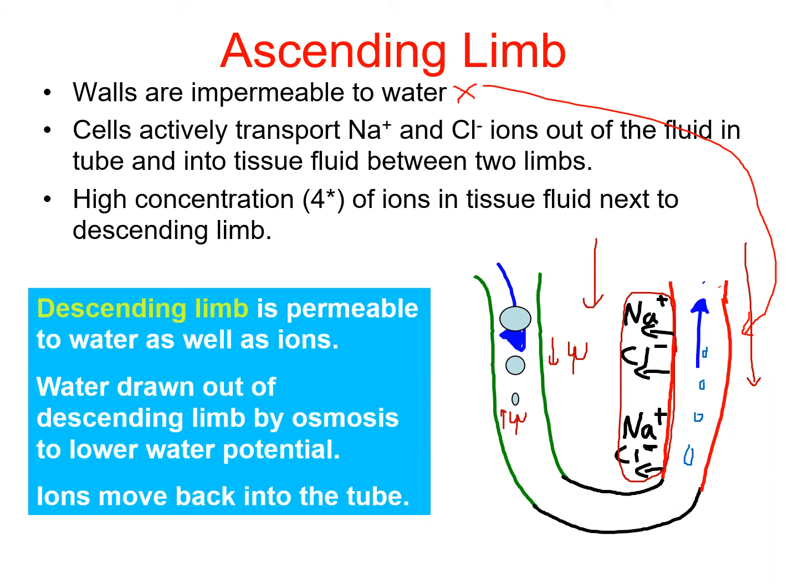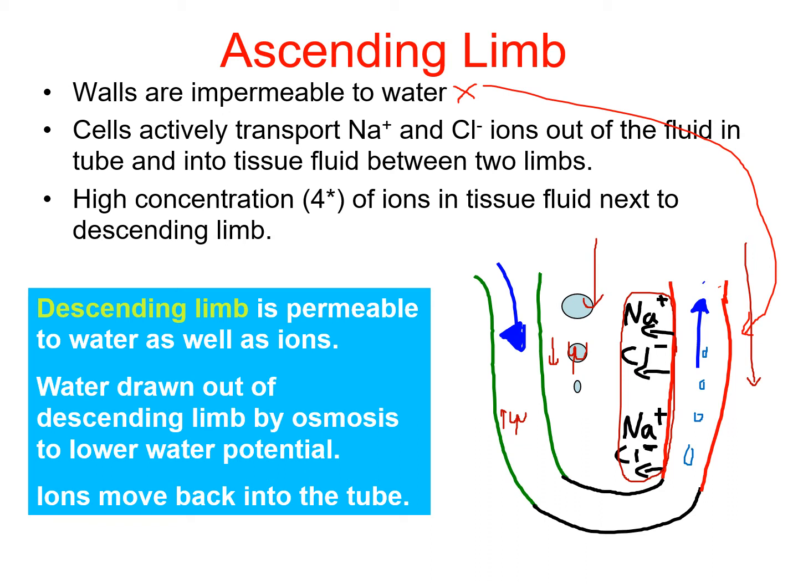So the descending limb is permeable to water as well as ions. Water is drawn out of the descending limb to the lower water potential, and some ions will move back into the tube as well. So the water moves out, which is what we're trying to do: conserve more water.